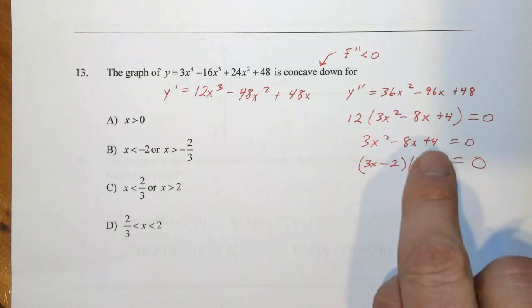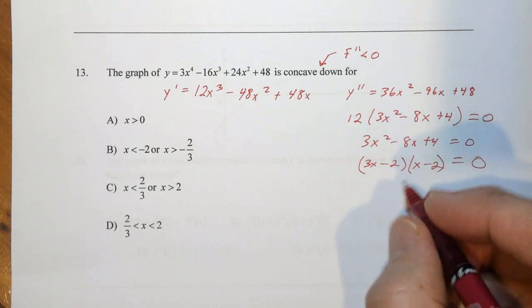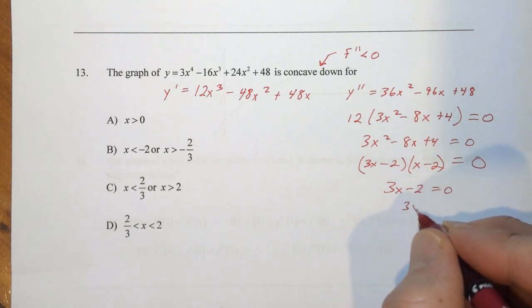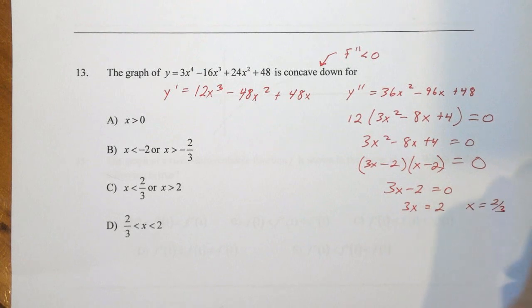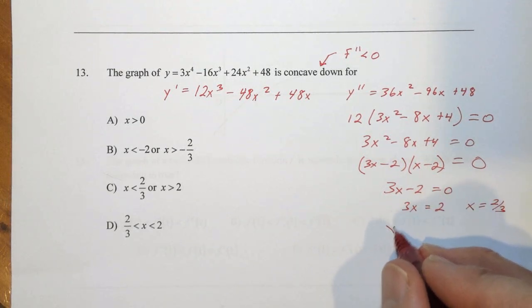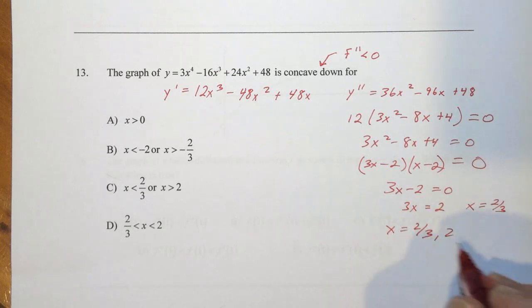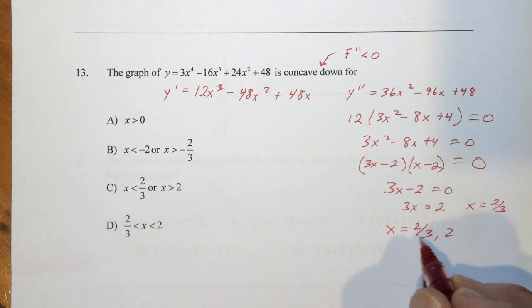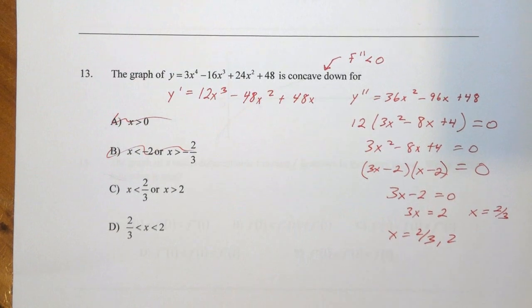Now when we look at this, cover them up one at a time. x is 2, and x is 2/3. If you don't see that, that's okay. Just do 3x minus 2 equal to 0, add 2 to both sides, and then divide by 3. So we've got 2/3 and 2. Those are the critical numbers, and we see those numbers in the answer choices. If anything's going to happen, it's going to be with these numbers, so right away we can eliminate A and B.